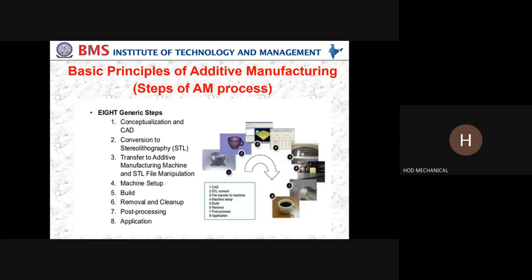Once you are done with the STL, transfer that STL file into the additive manufacturing machine, and do some adjustments or manipulation with respect to the STL. Then you start with the machine setup, setting the machine to carry out the operation. Once the setup has been done, the machine is ready for the building operation. That is called the build. Once building is done, removal of the work part is carried out, then cleaning of the work part, then post processing, and then use it for the particular application.